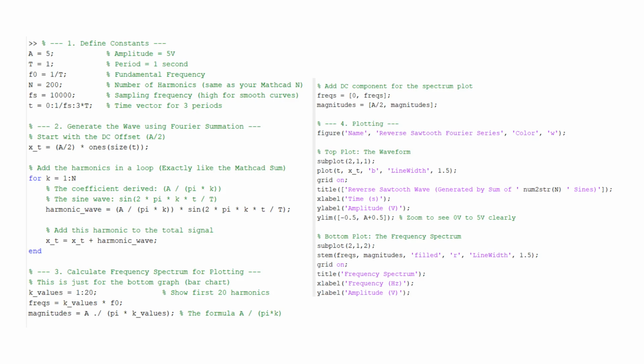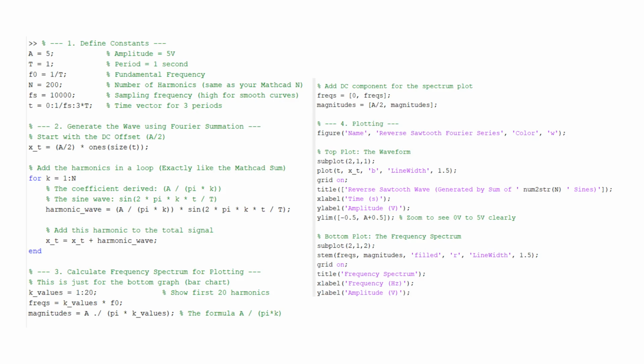Now this slide shows the MATLAB implementation of the Fourier series for the unipolar reverse sawtooth waveform, including both the time domain reconstruction and the frequency domain spectrum. We begin by defining the constants. The amplitude is set to A, 5 volts, the period T is 1 second, and the fundamental frequency is f naught, which is equal to 1 over big T. We choose N as 200 harmonics to obtain a smooth waveform reconstruction.